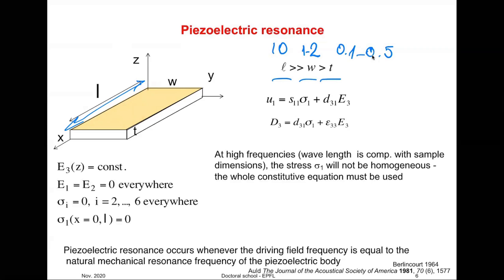However, if we keep increasing the frequency at which we change the electrical field, at some point when the wavelength of the acoustical wave, which is induced in the sample by the electric field through piezoelectric effect, becomes comparable to the sample dimensions, the stress sigma will no longer be homogeneous, and that is why we need to use the whole constitutive equations. Otherwise, we could just stop at these two terms, but with the increasing frequency we have to consider the whole set of equations. The stresses in the sample will be inhomogeneous. We will have generation of the direct piezoelectric effect in addition to converse and so on.